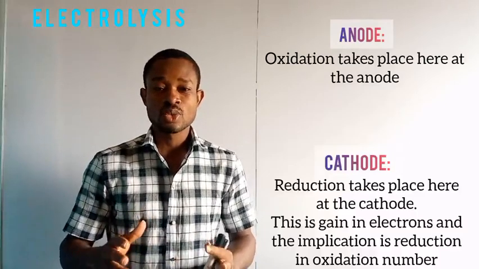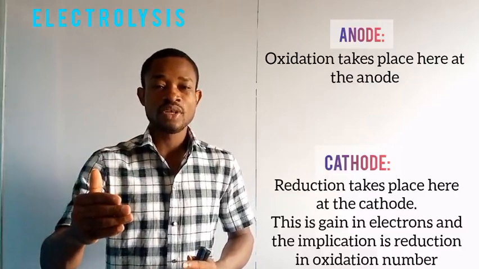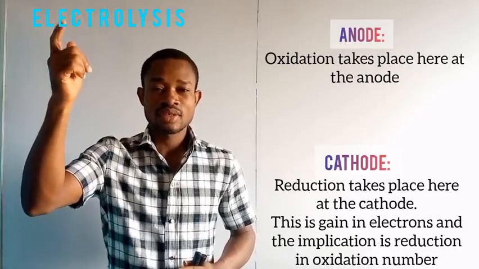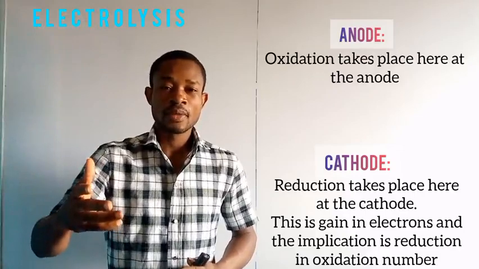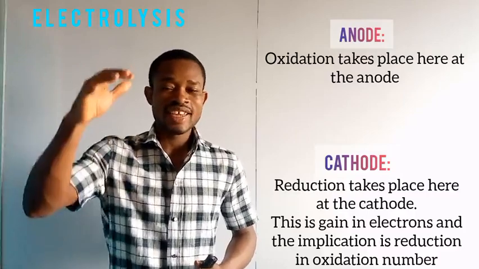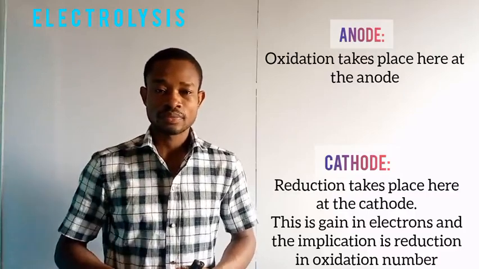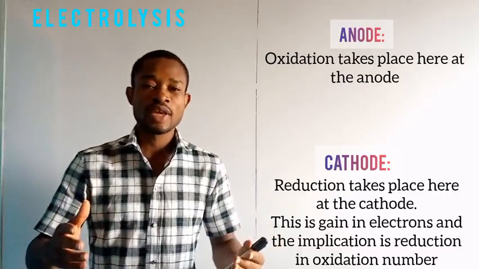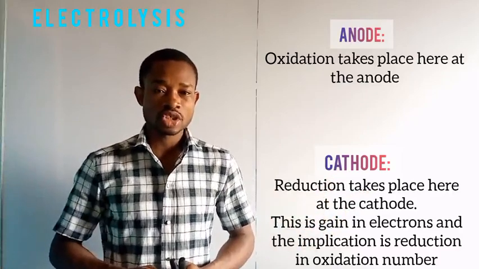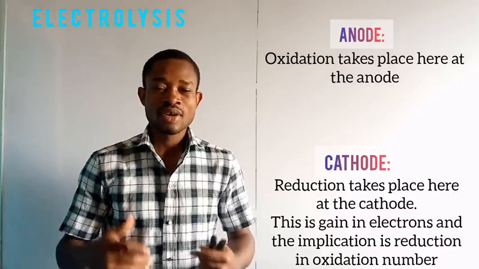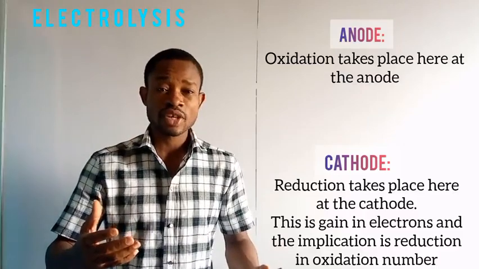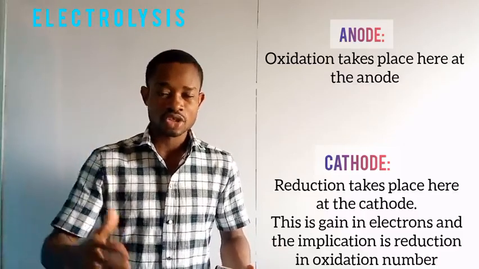And when reduction occurs, which leads to a gain in electron, what would be the overall effect on the oxidation number? The oxidation number of that species, be it a metal, as the case might be, the oxidation state will reduce, even if it's non-metal. A gain in electron will lead to a reduction in oxidation number. So when we say that reduction takes place in the cathode of both cells, it means that whatever is going to the cathode is gaining electrons. And when they gain electrons, the overall effect on the oxidation number is a reduction in the oxidation number.